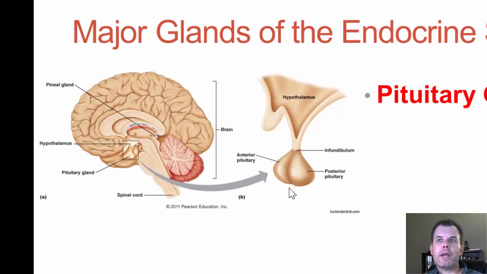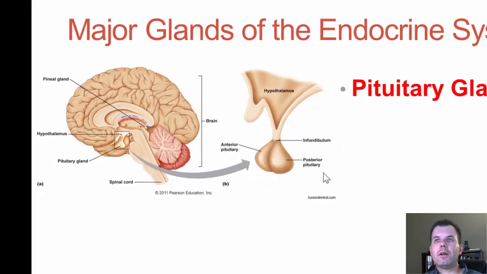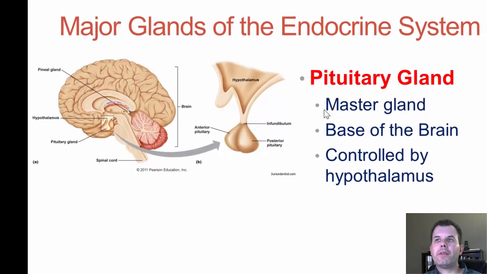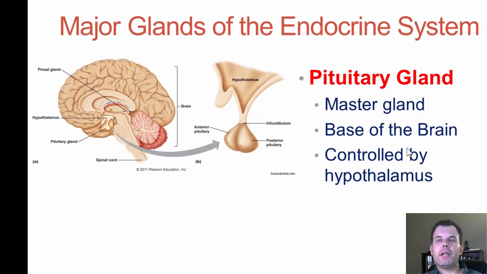This pituitary gland has two parts. It has the anterior and posterior pituitary. So it's the master gland. It's found at the base of the brain, and it's controlled by the hypothalamus. The hypothalamus is the part of the brain that regulates a lot of the body's balancing. So it regulates the temperature. A lot of times it will regulate the heartbeat, the blood pressure, things like this.